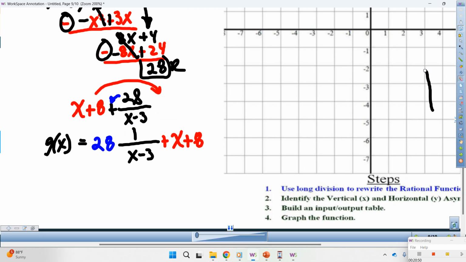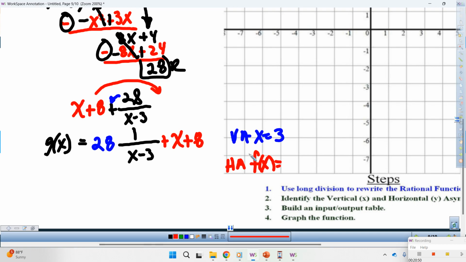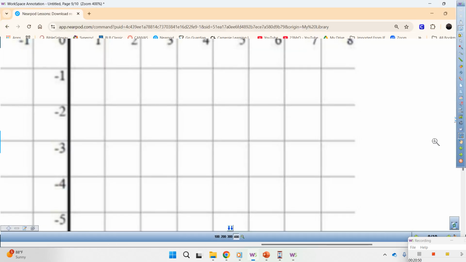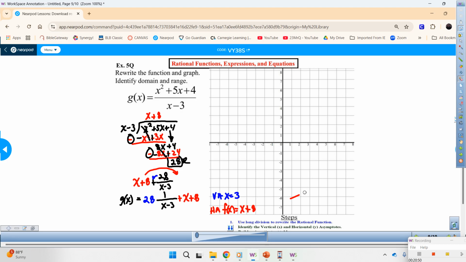All right. Hands if you got that by yourself? Yes? All right. So, VA, x equals 3. Hands if you got 3. All right. Yeah, you set that equal to 0. There it is. HA, f of x equals this, x plus 8. All right. So let's graph those. Let me zoom out. Our VA is at 3.